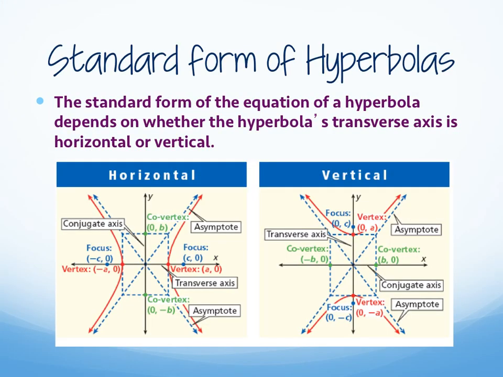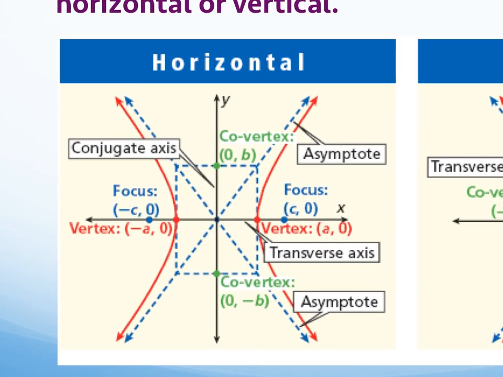All right, so standard form of hyperbolas depends on whether the hyperbola's transverse axis is horizontal or vertical. If it's horizontal, it looks like this first one. So there's a lot going on in here, okay? But break it down into its parts. You've got the actual branches themselves, which are here. The red curves are the branches. Where they intersect what's called the transverse axis, which is the one that's going to run through it, okay? Where they intersect that transverse axis is your vertex. That is a distance A from your center.